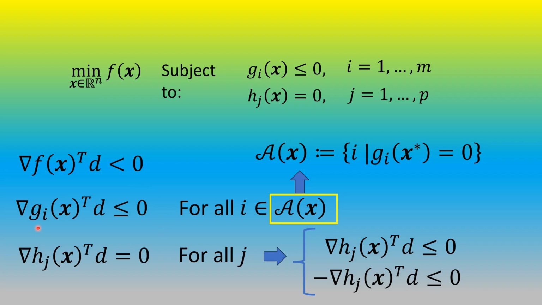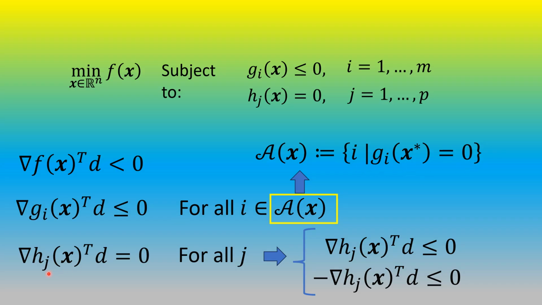So the directional derivative of g in the direction of d is less than or equal to 0. Well, that's only if g i of x is 0. Because if g i of x is 0, then you really can't go above that, since it has to be less than or equal to 0, meaning that you have to go in a direction that gives you less than 0 or equal to 0. So these are called the active constraints, the set of i such that g i of x is equal to 0.